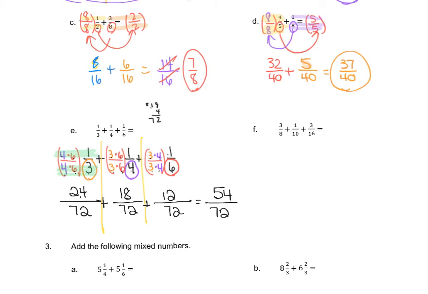They're both even, so I'm going to cut them both in half. I'm going to get 27 over 36. Those are both divisible by 3, so I'm going to get 9 over 12. Those are both divisible by 3, so I'm going to get 3 over 4. And I'm all done.